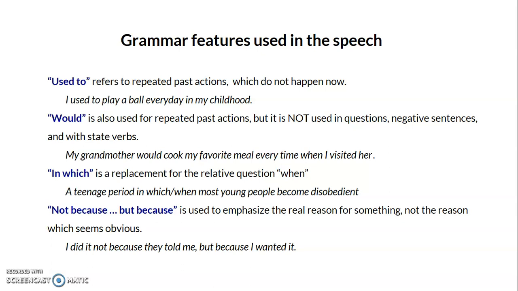The last expression is not because but because. This is the expression which is used to emphasize the real reason for something, not a reason which seems obvious and not like a real reason. I didn't do it because they told me, but because I wanted it. So not because they told me, but because I wanted it, I did it in this meaning. So I'm emphasizing the real reason, not the reason which seems obvious.